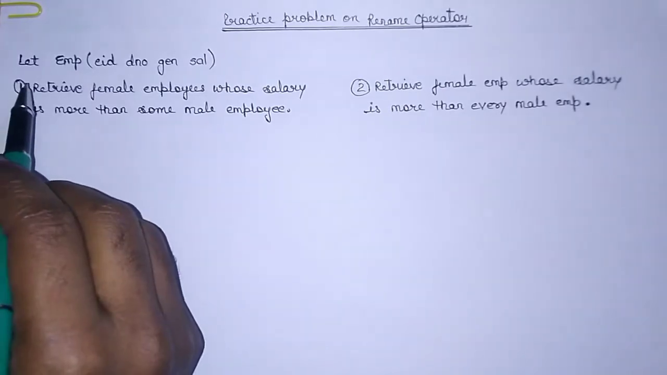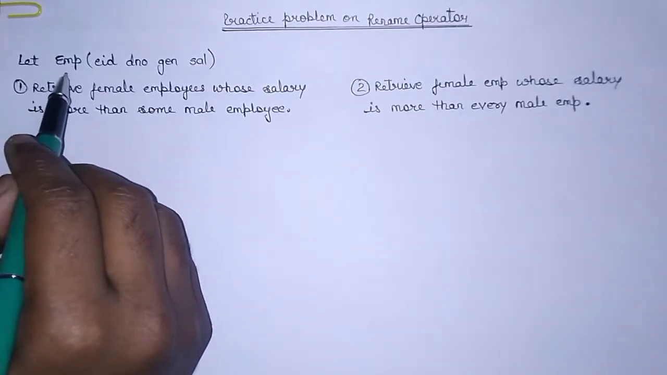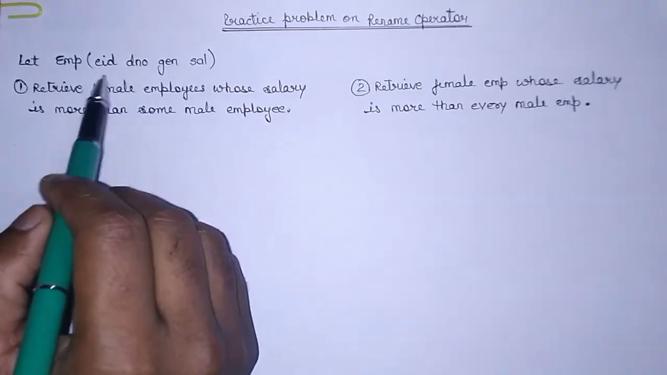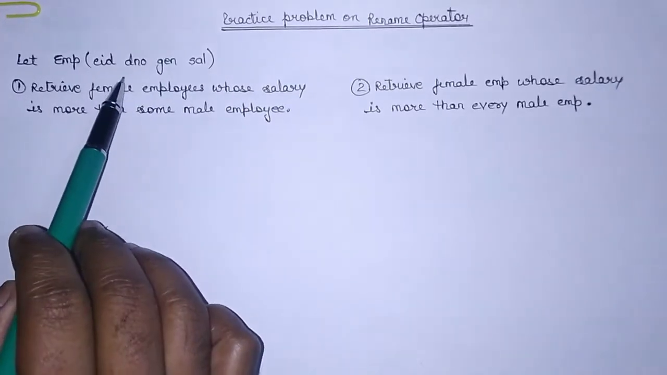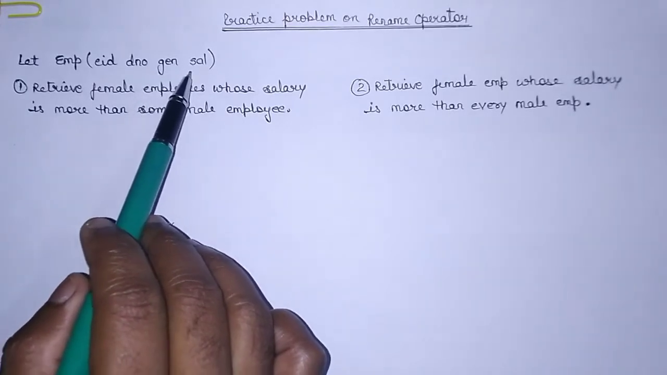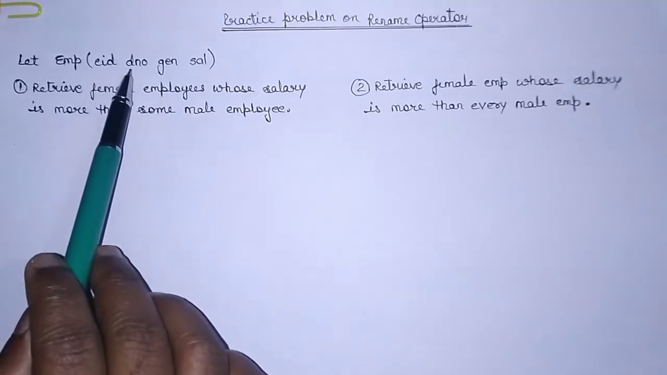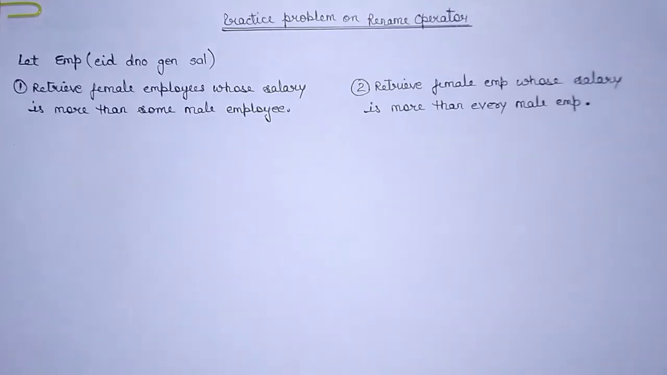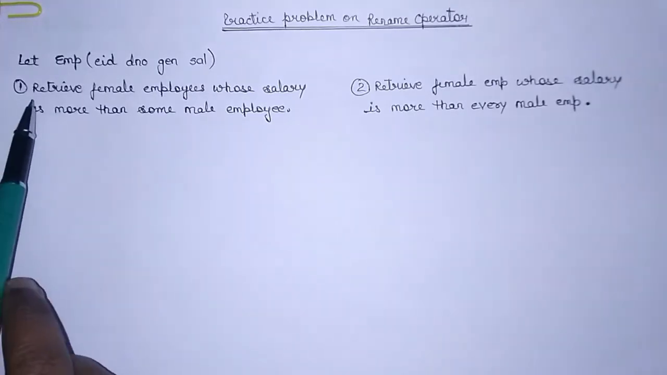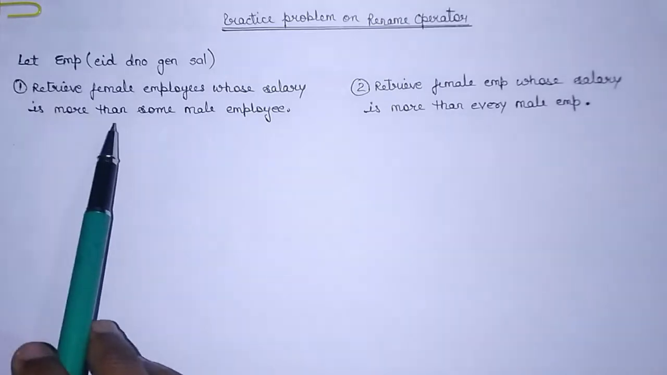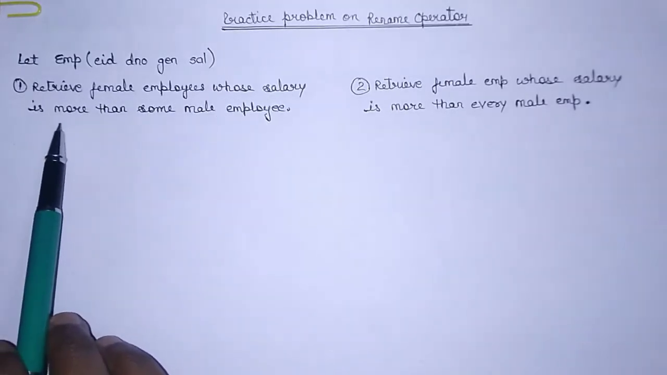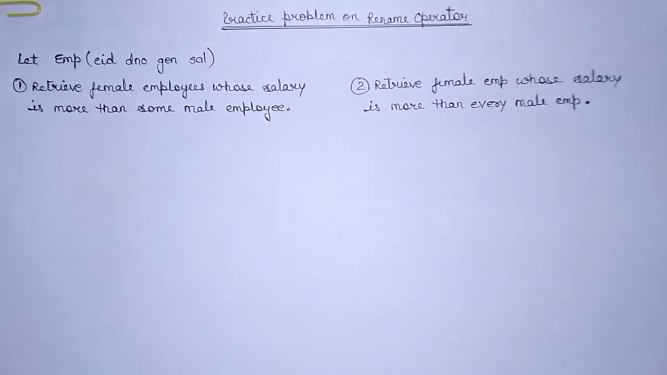Here I am taking an example of an employee table with 4 attributes: employee ID, department number as D number, GEN as gender, and SAL as salary. Now go to the first statement. Here we have to retrieve the female employees whose salary is more than some male employee.